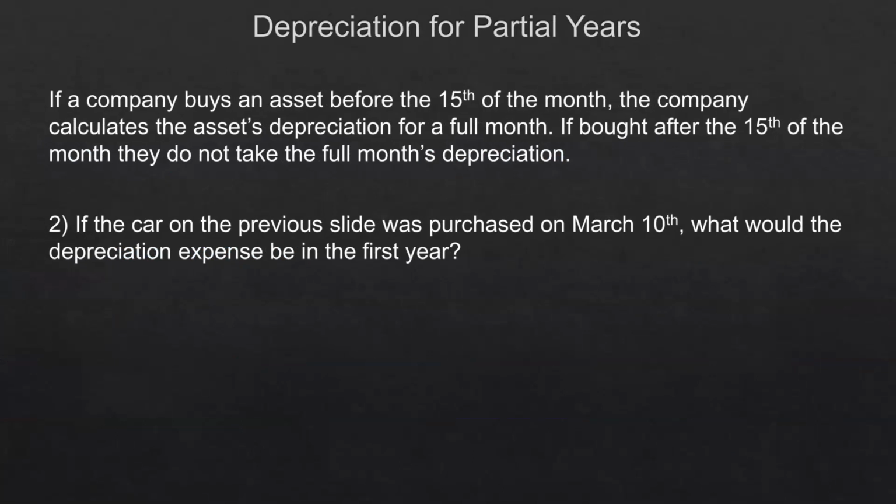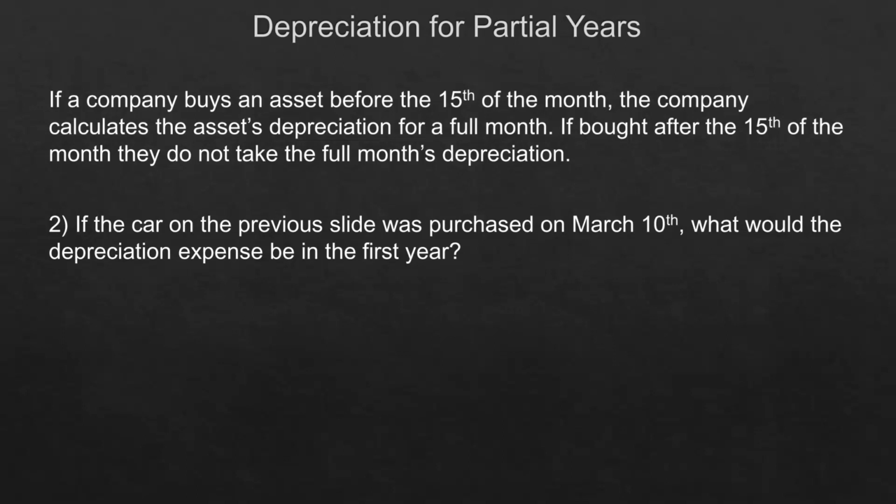So we have another thing here. This is called depreciation for partial years. So normally when you buy an asset, it's going to be at a certain time of year, and the depreciation for partial years basically means that for the first year, it's not going to be a full year of depreciation. If it's bought before the 15th of the month, then you depreciate that month plus the rest of the year. If it's bought after the 15th, then you don't count that month and you start your depreciation in the next month.